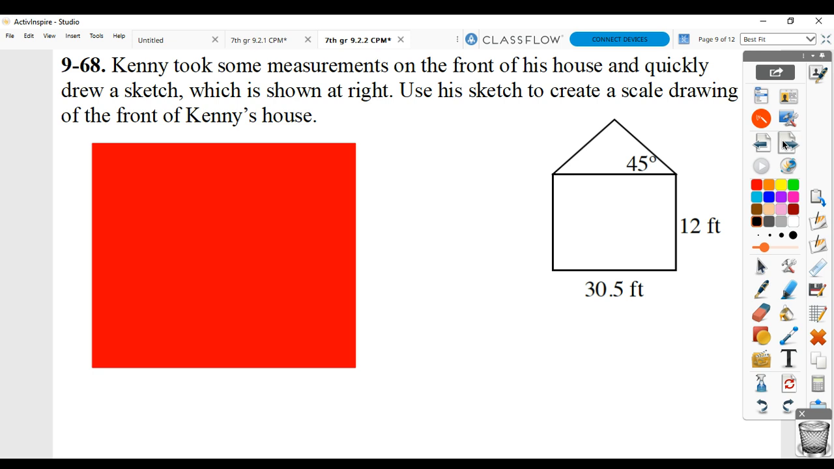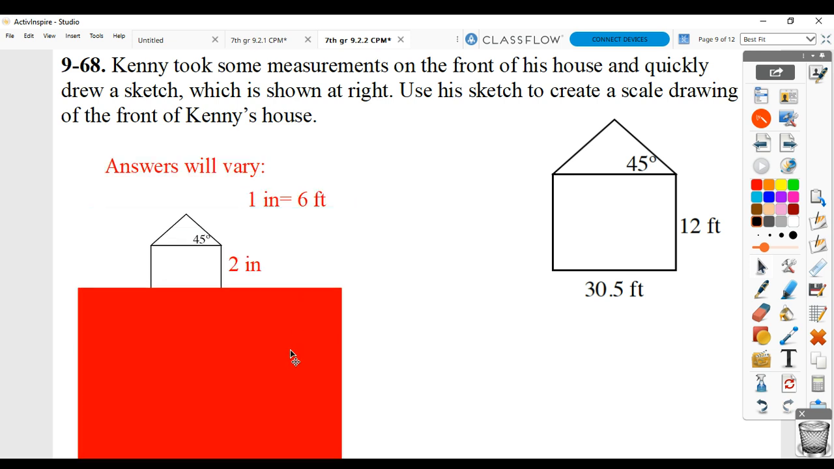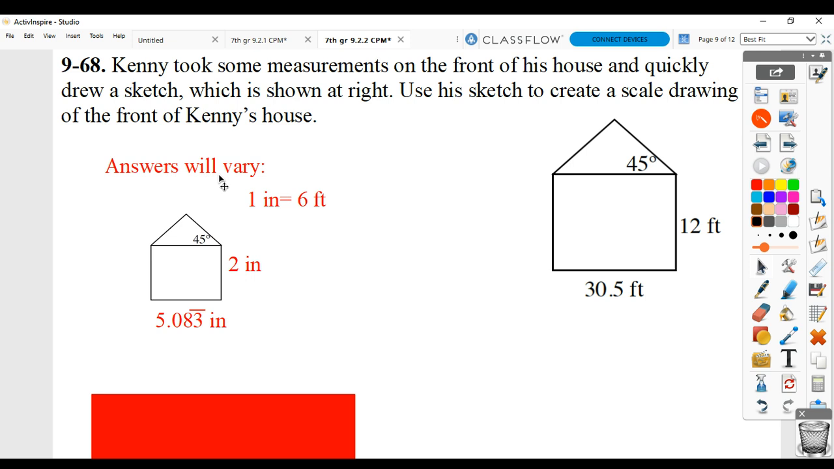968, Kenny took some measurements on the front of his house and quickly drew this sketch, which is shown. They want you to create a scale drawing. So again, the answer is going to vary because it depends on what you decide to go with for your scale, because they just tell you to create a scale drawing. So what I did is I went with 1 inch being equal to 6 feet. And then that means that this dimension, which was 12 feet, would be 2 inches.